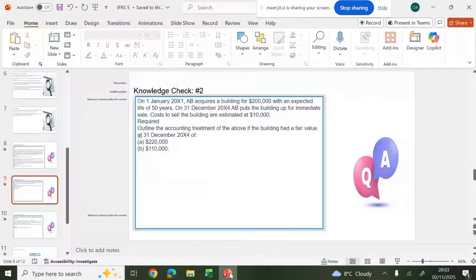Let's go back to the question. The question said, outline the accounting treatment of the above if the asset has a fair value of 220,000 and 110,000. I want to add to this question, but don't let me add to the question. I will still ask my question later. The 10,000 cost to sell is given, right?